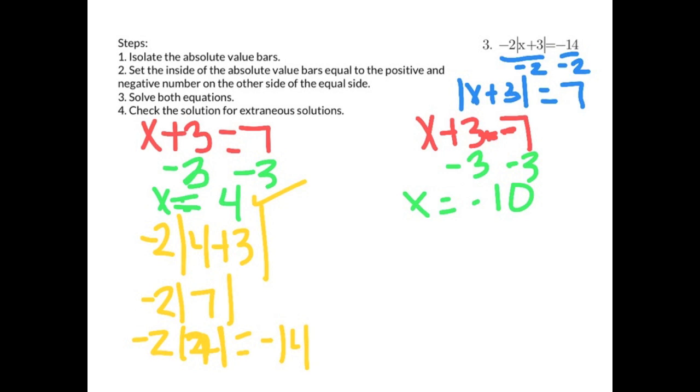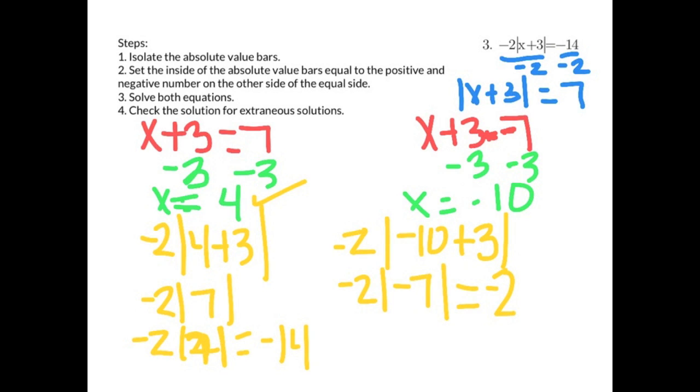Our next solution is x is equal to negative 10. So I'm going to plug that in. All right, we're going to solve the inside of those absolute value bars first. So that's negative 10 plus 3, which is equal to negative 7. Now I have a negative number on the inside of the absolute value bar, so I have to actually solve that absolute value before I can move on. And the absolute value of negative 7 is positive 7.